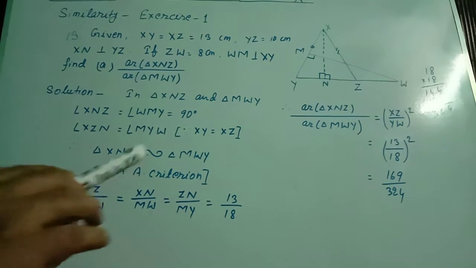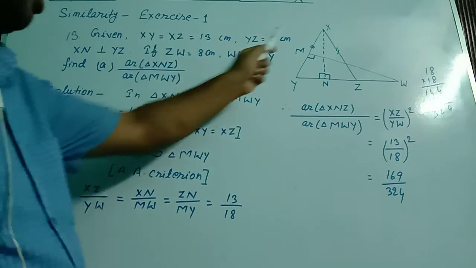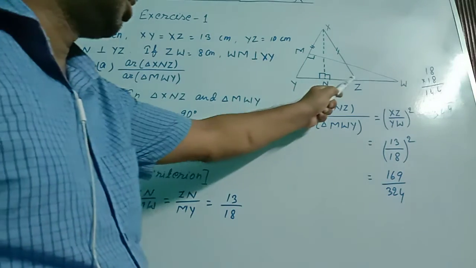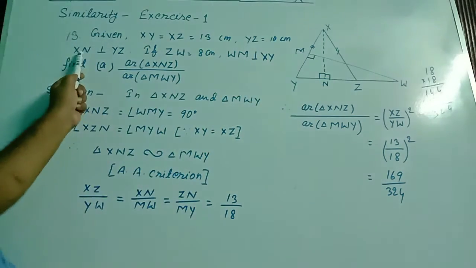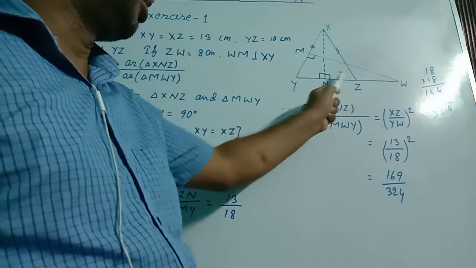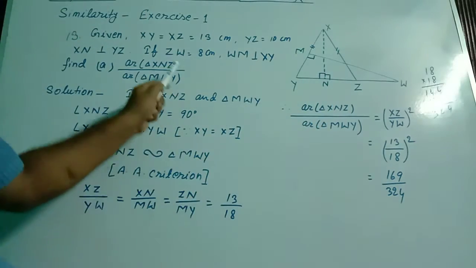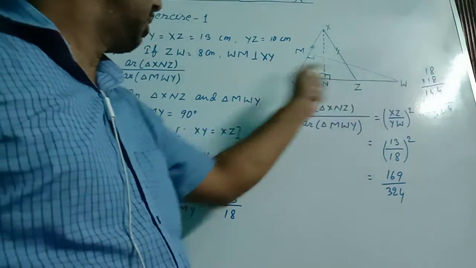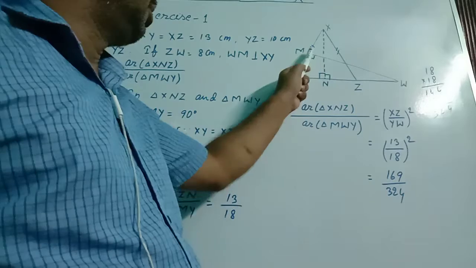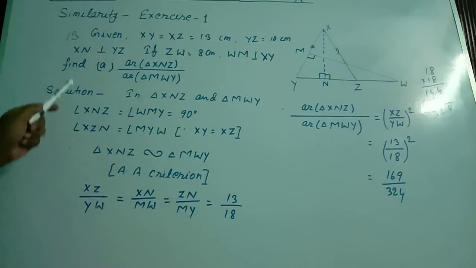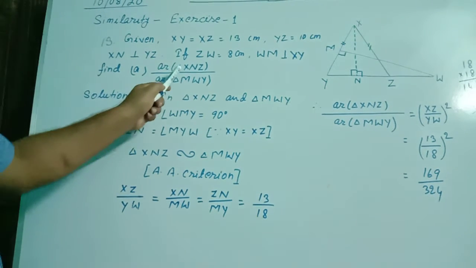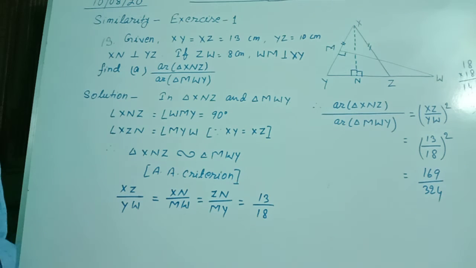Question number 13, this figure is given and the information is: XY equals XZ equals 13 centimeter, YZ equals 10 centimeter, XN is perpendicular to YZ. So here is 90 degrees and here is also 90 degrees. ZW, this length, is 8 centimeter, and WM is perpendicular to XY. Then find the area of triangle XNZ by area of triangle MWY.